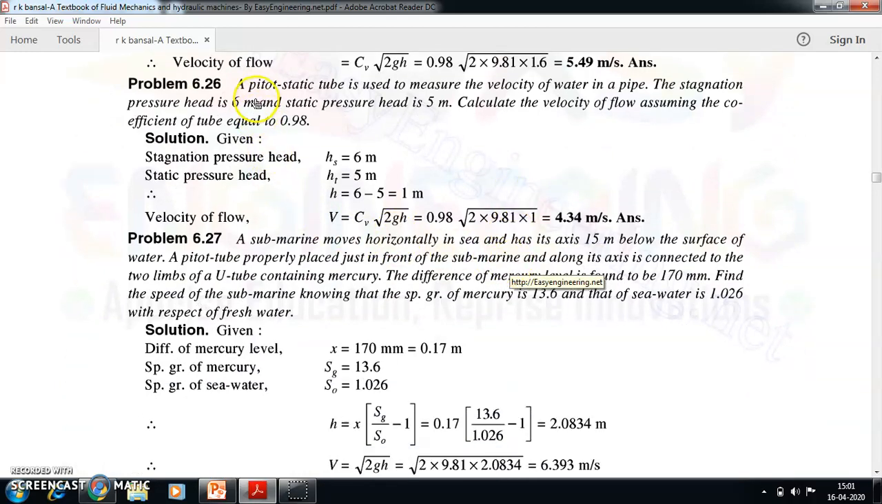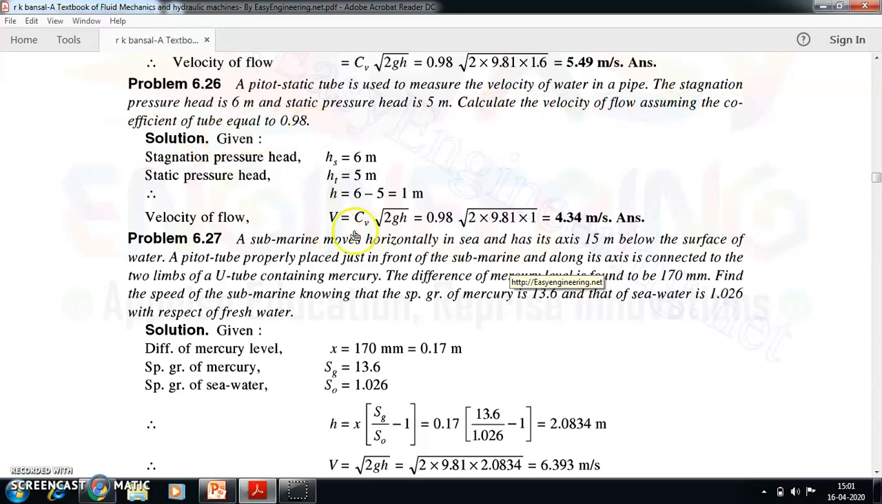We'll go to the next question, 6.26. We have a Pitot static tube which is used to measure the velocity of water in a pipe. The stagnation pressure head is 6 meters and static pressure head is 5 meters. See, these are the two new words. We have never discussed static pressure head and stagnation pressures, right? So we'll see that. Calculate the velocity of flow assuming the coefficient of the tube is 0.98.